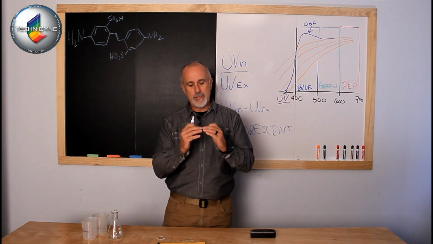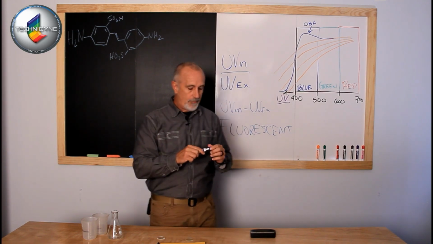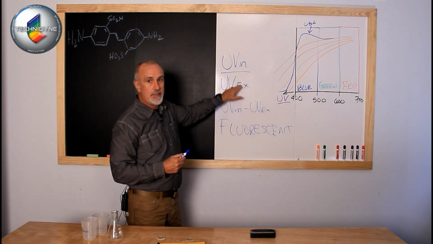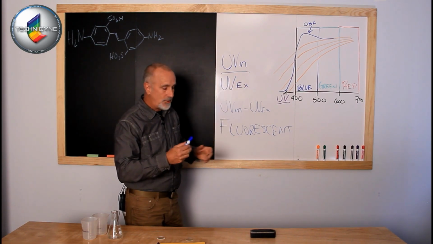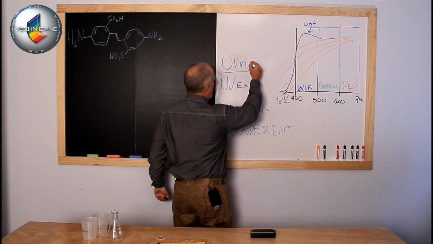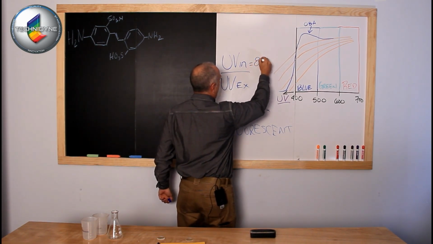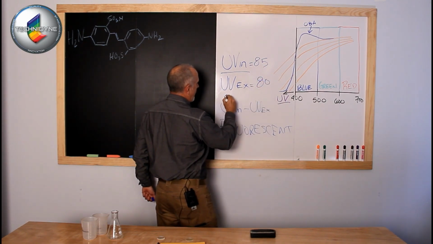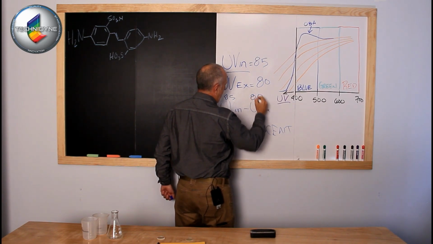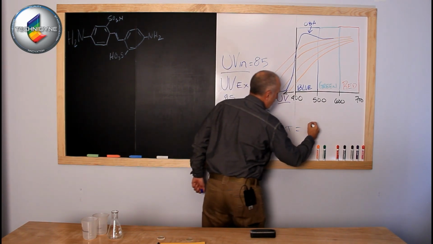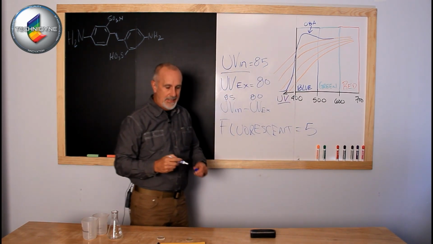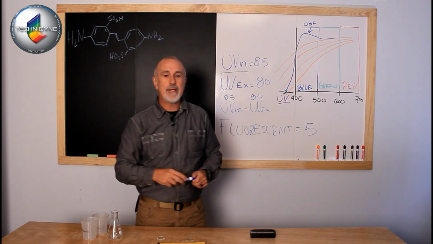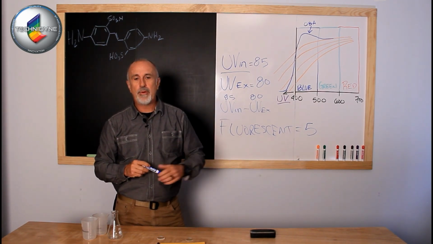So the optical brightener is increasing my brightness from whatever the UV excluded number is to whatever the UV included number is. So let's just say, for the sake of ease, this was 85 for UV included, and UV excluded was 80. So it would be 85 minus 80, and my fluorescent component was 5. So it means that I'm getting a boost in brightness of 5 points due to the presence of the optical brightener.